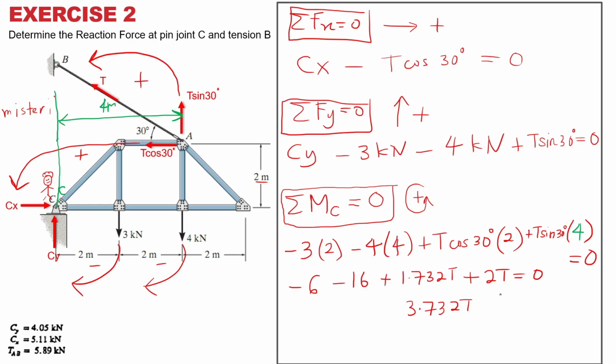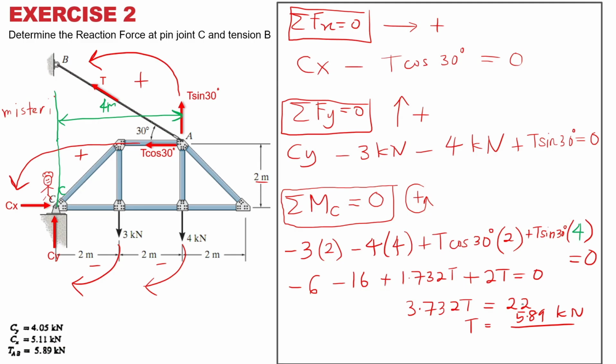3.732 T equals, bring over to the other side, 16 plus 6, you get 22. And then you're going to get your answer. T is equivalent to 22 divided by 3.73. You're going to get 5.89. So the value you need is in kilonewton.